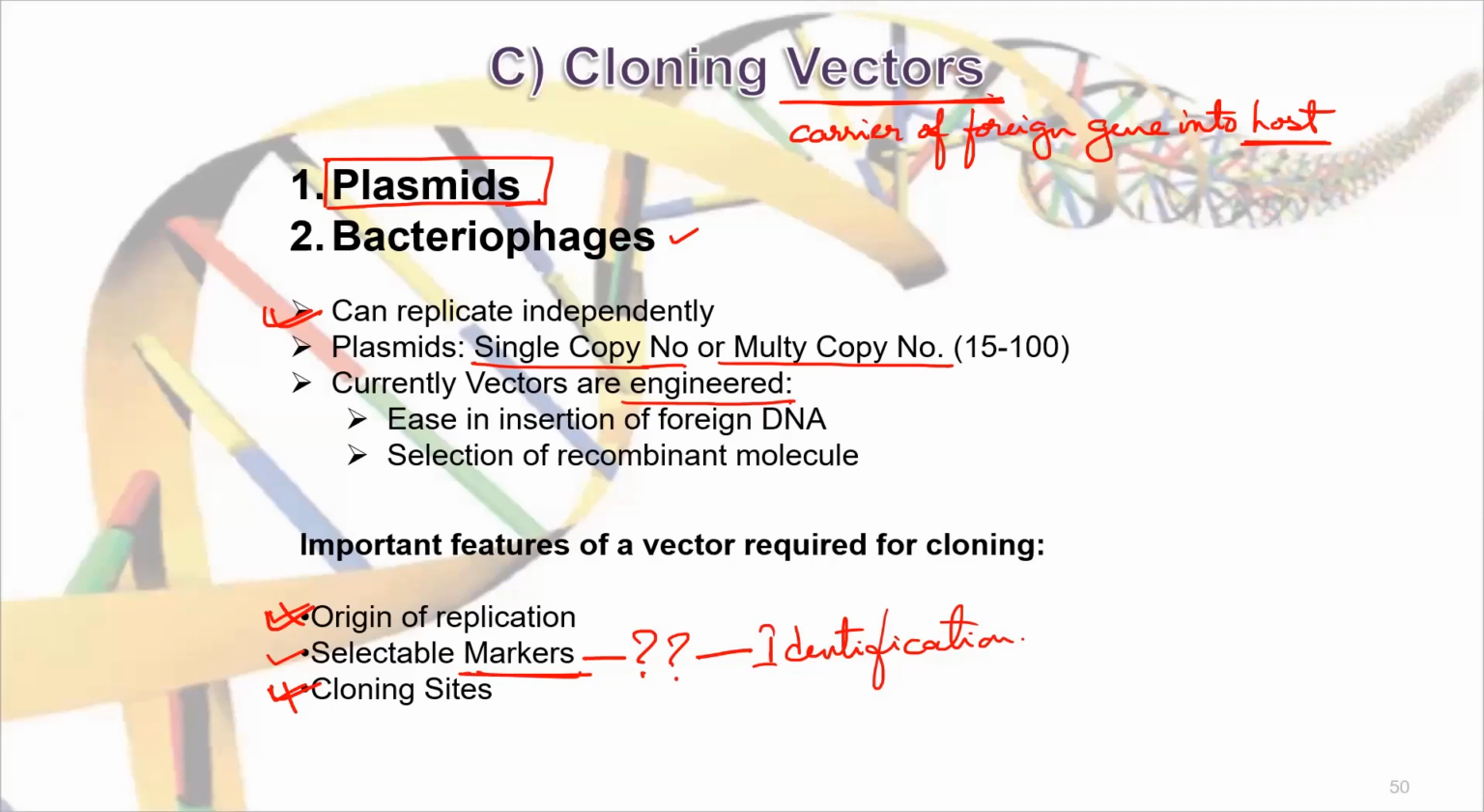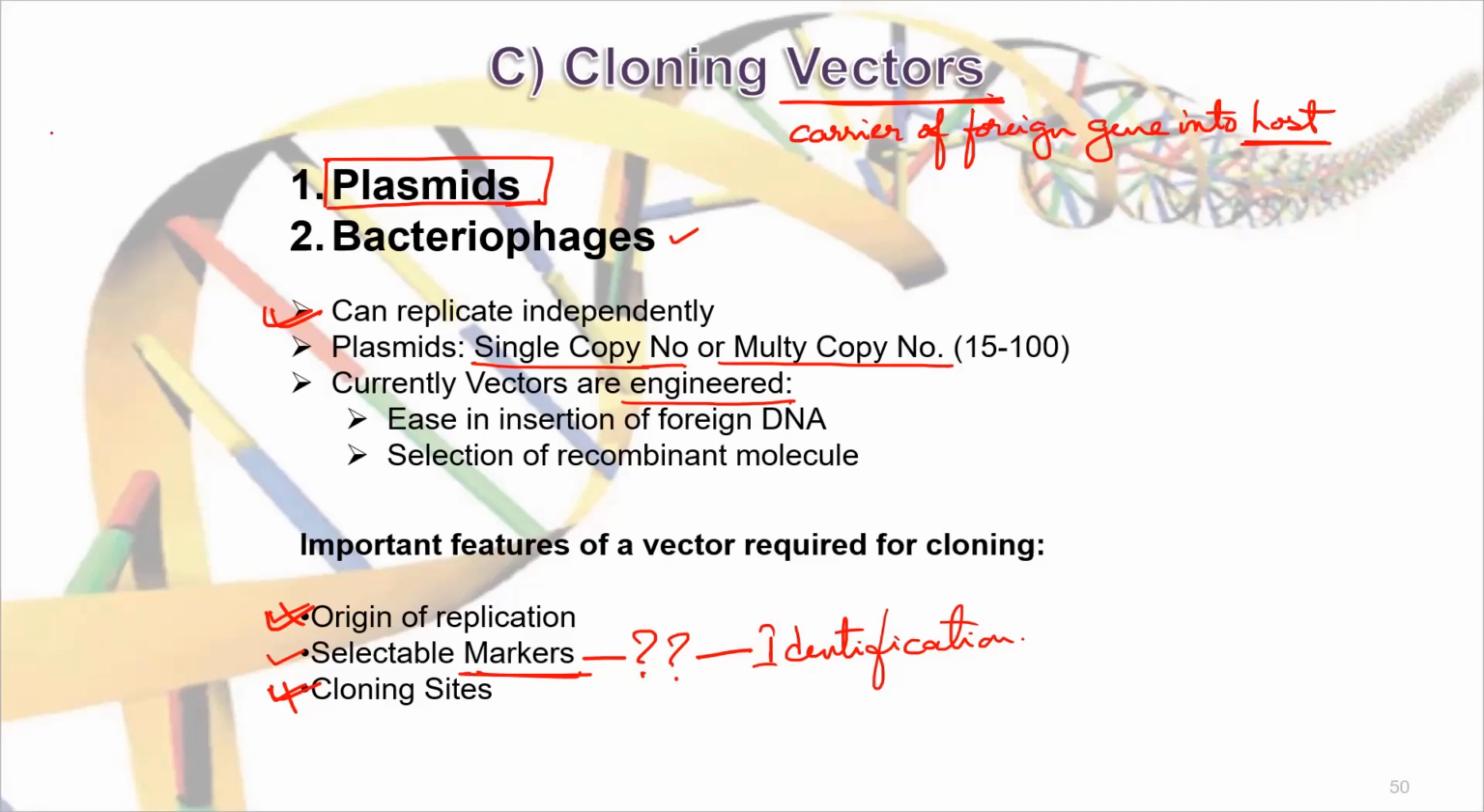Therefore, we use a vector, whose literal meaning is a carrier, which can easily carry the foreign gene into the host and stabilize that gene inside the host for its proper functioning. Therefore, it is easy to understand that these cloning vectors must be something that the host can easily recognize. That is why, based upon the different hosts, we have different types of cloning vectors.